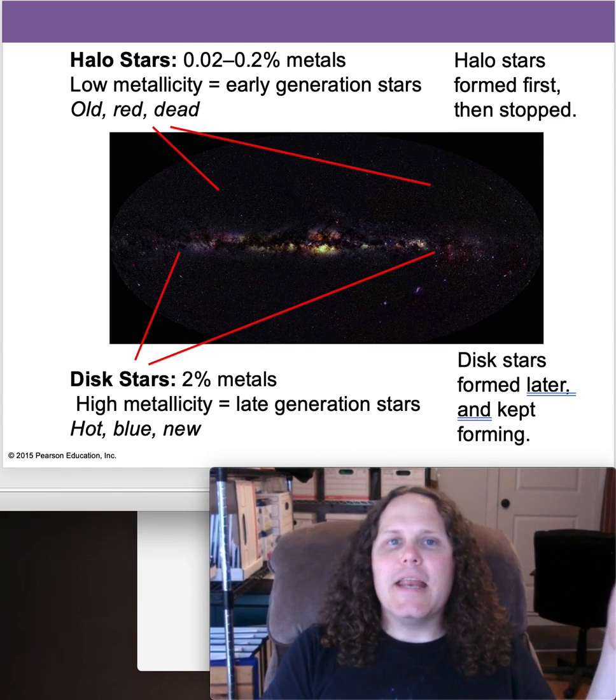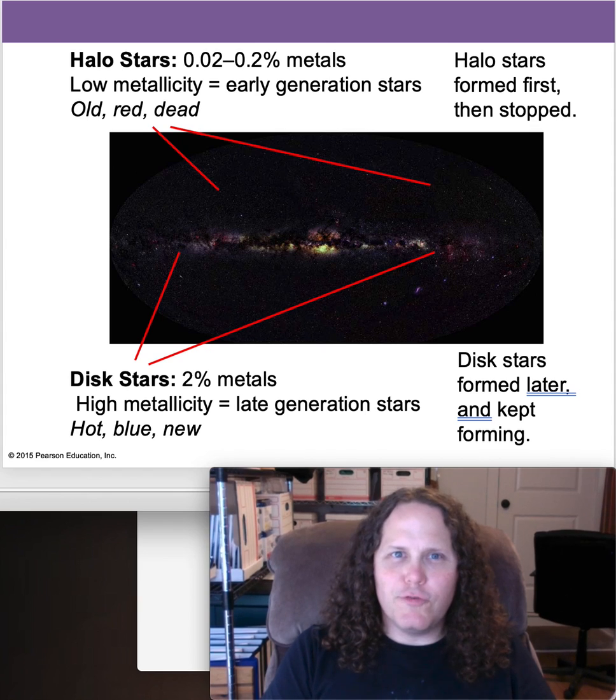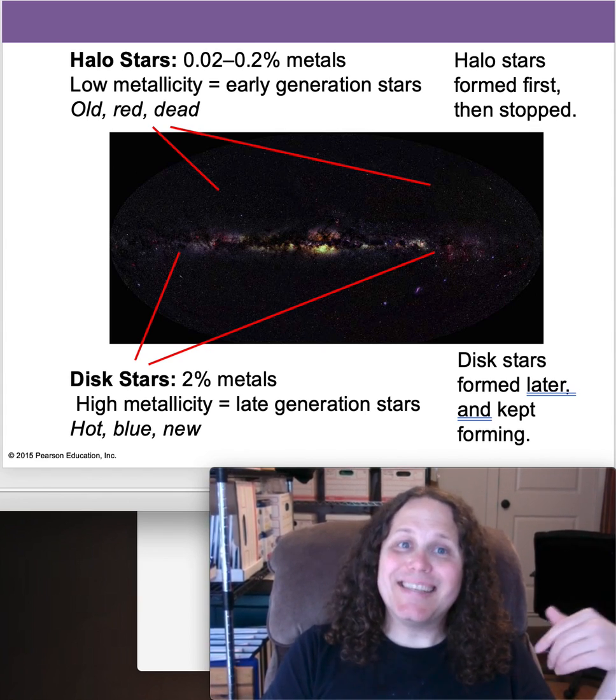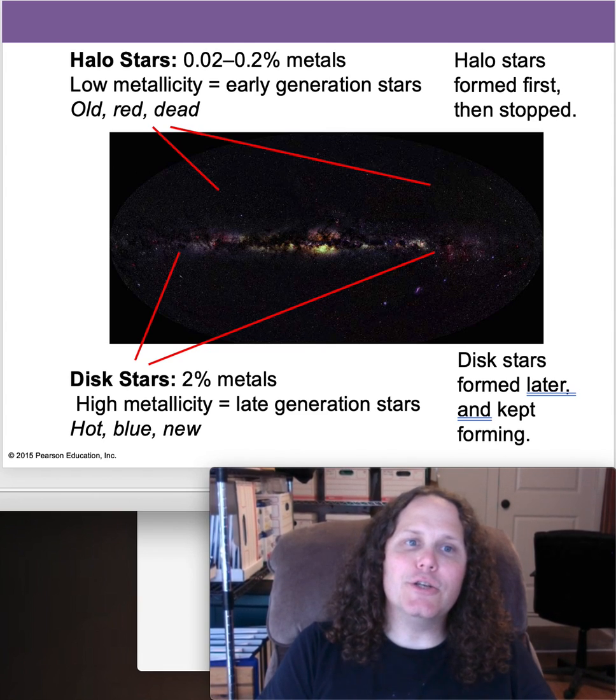What this tells us then is that the globular clusters formed first and then stopped forming. The disk, on the other hand, is still recycling its gas into new stars.